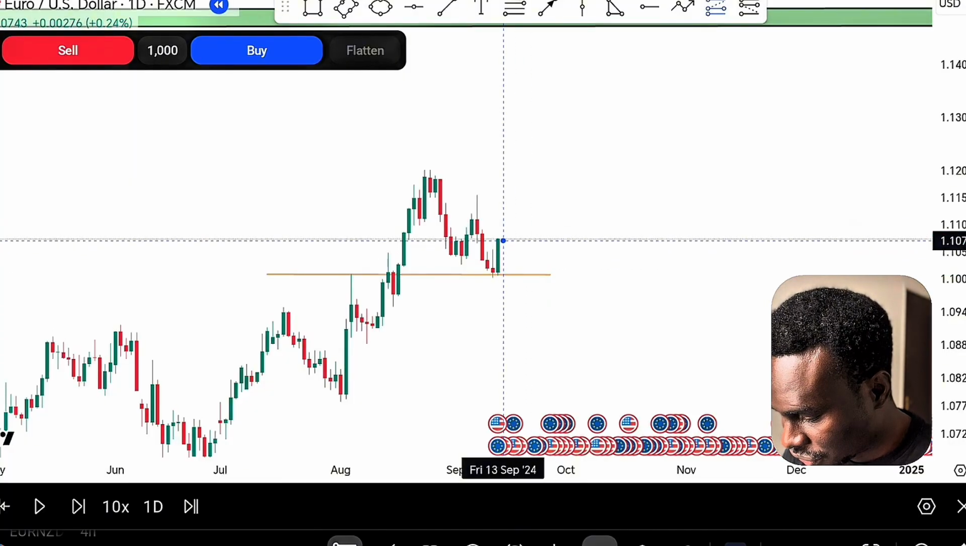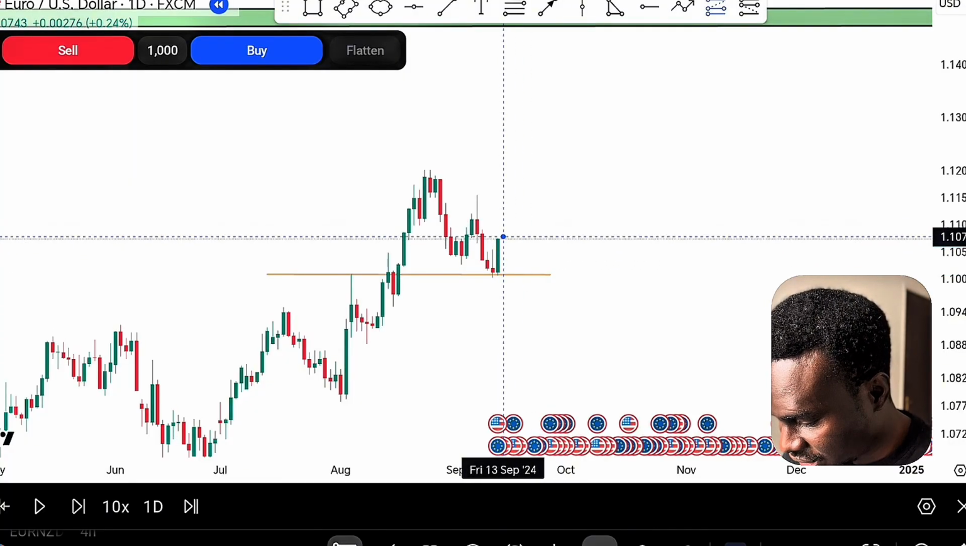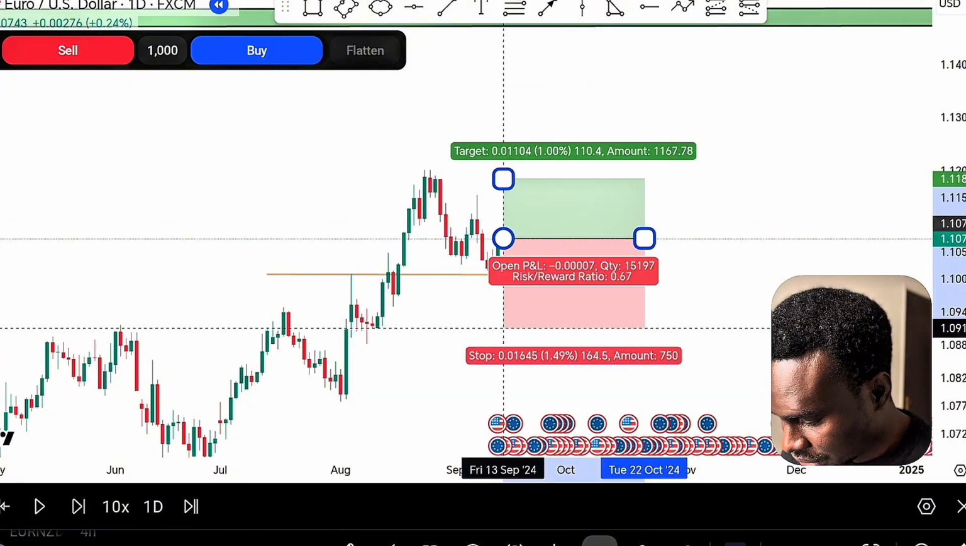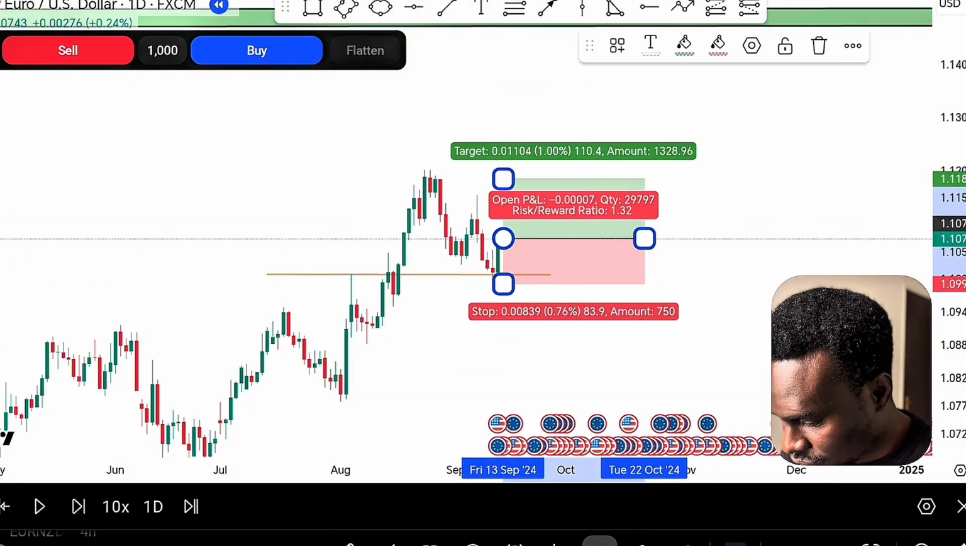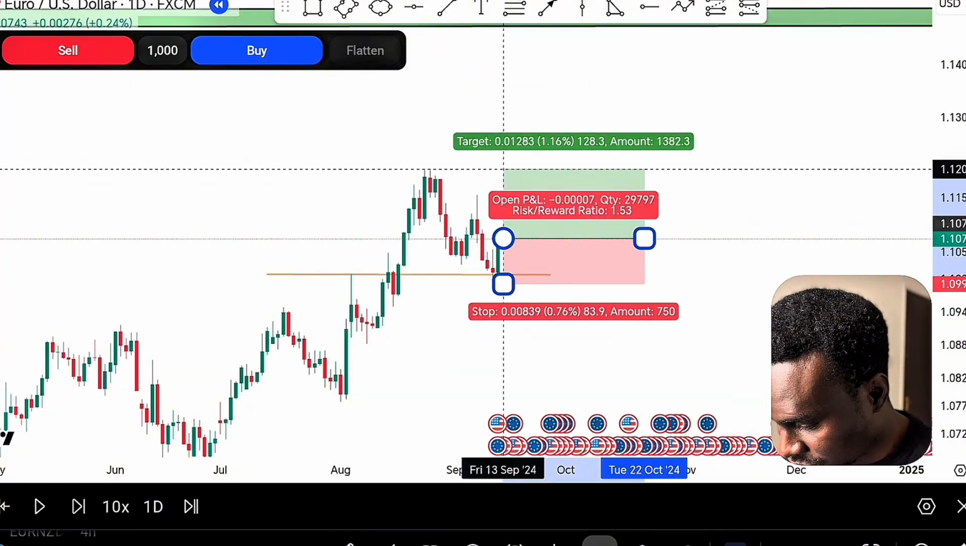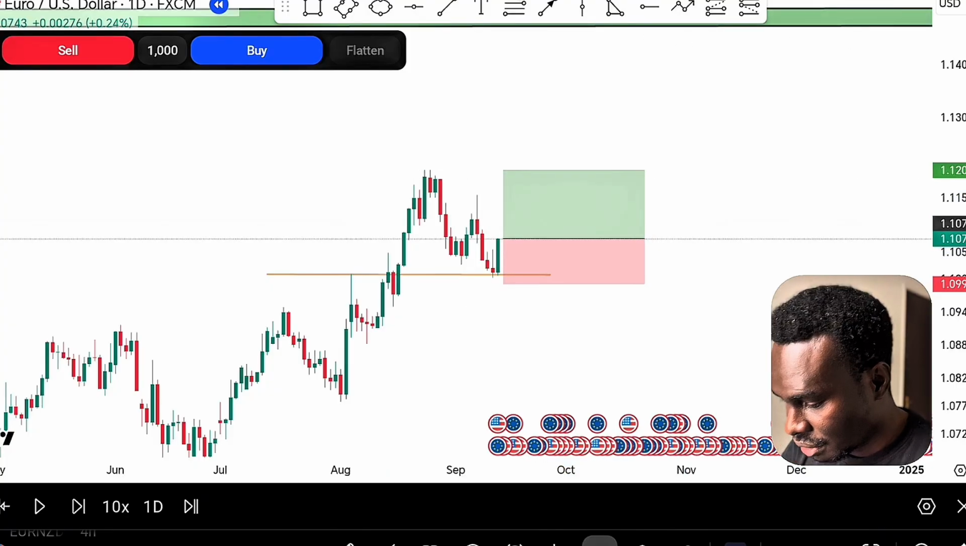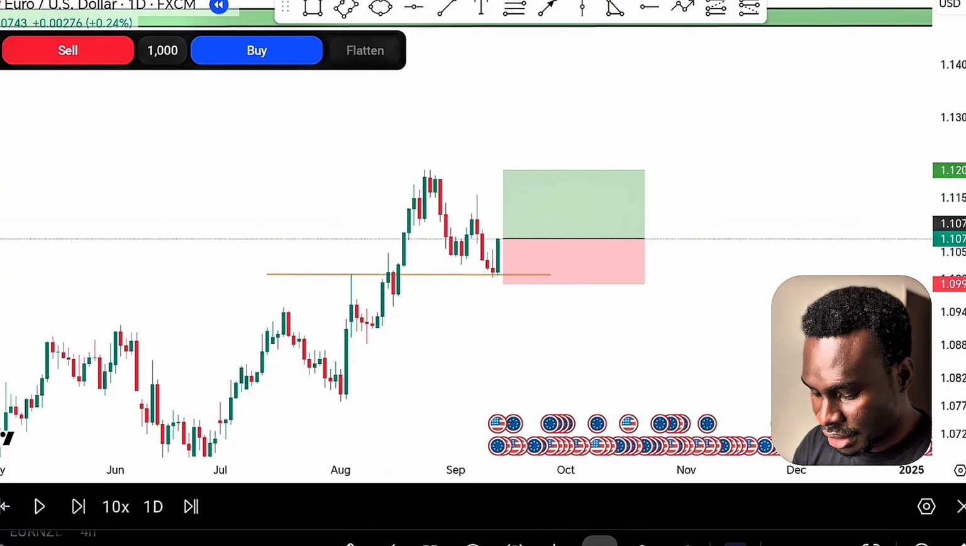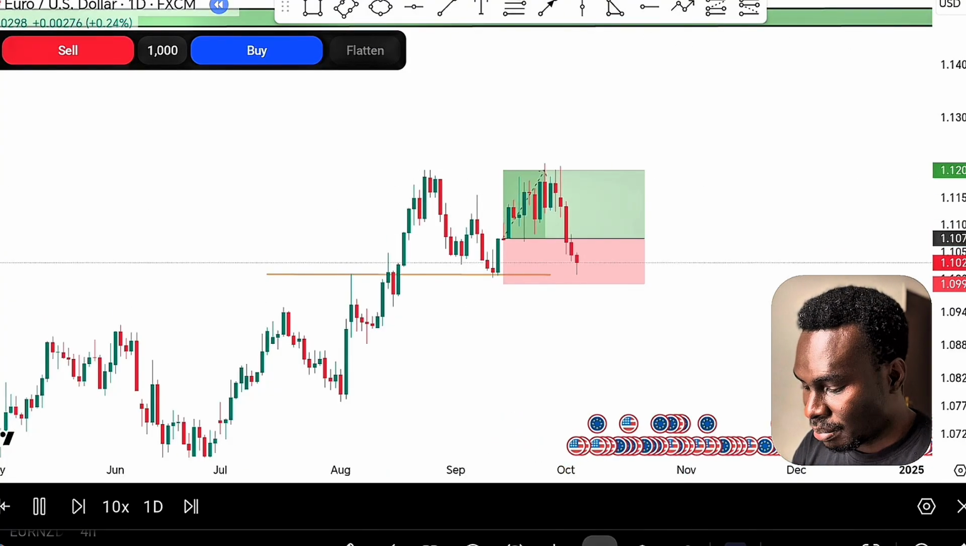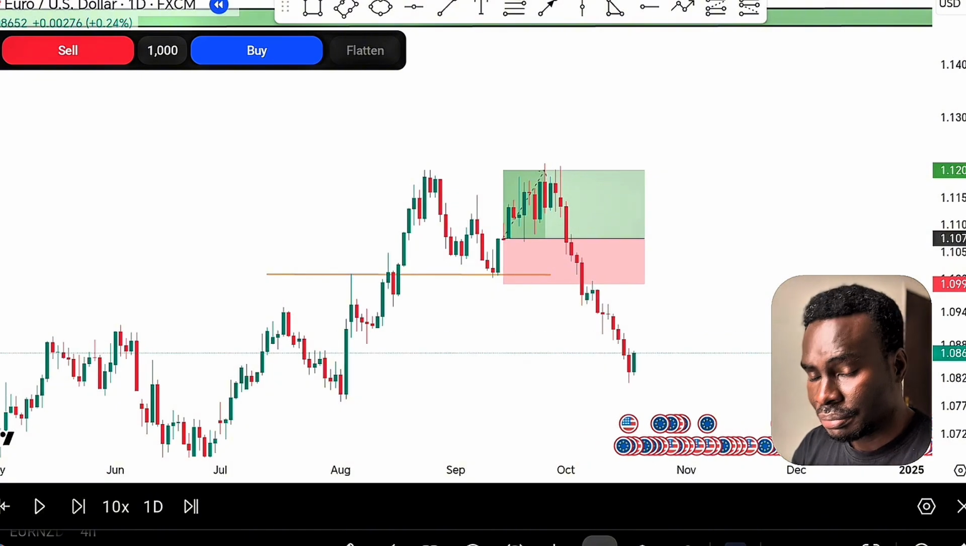So this was how I got into this trade. I just put my buy entries just at the close of the daily. My stop loss came just below the recent one, and then my take profit was here. So this is how I got into this trade, and from there you can see that we have massively hit our take profit area before the market spun around.